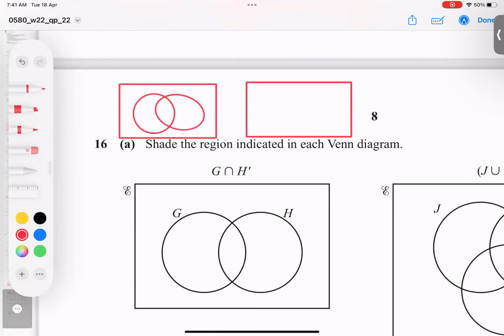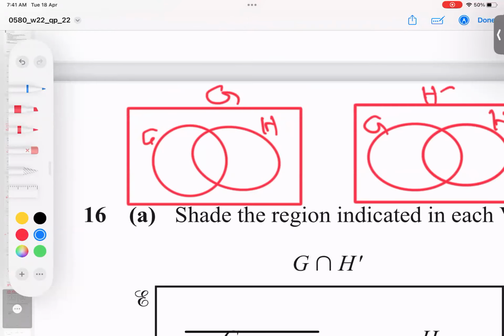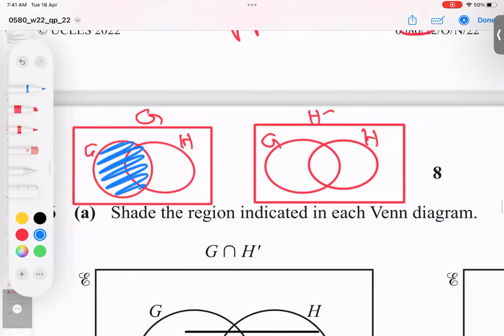You see, make two circles, a rough drawing, no issue at all. G, H. This G I'm writing on the top, and this H dash I'm copying on the other top. What does G mean? Circle of G. What does H complement mean? Except the circle, take everything. It means outside.